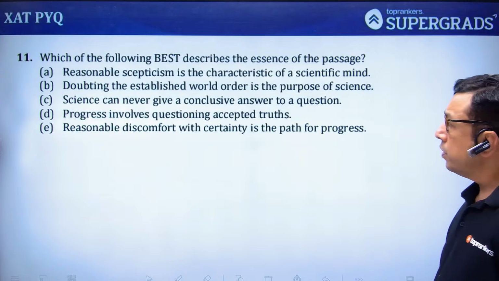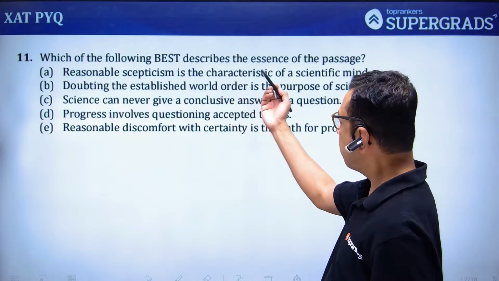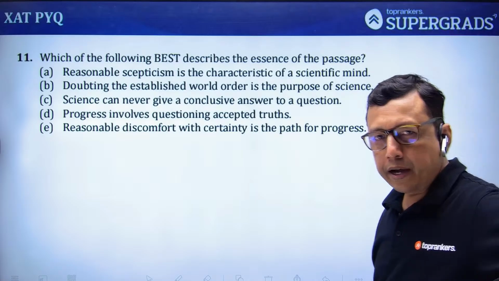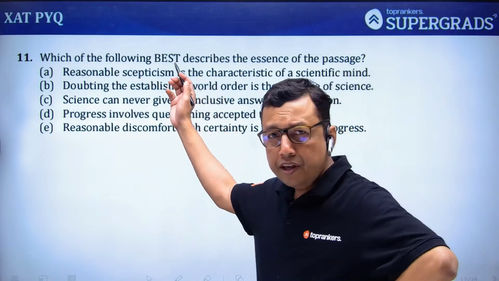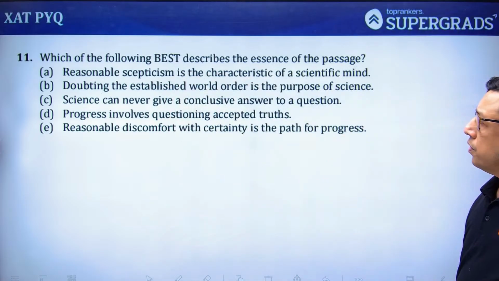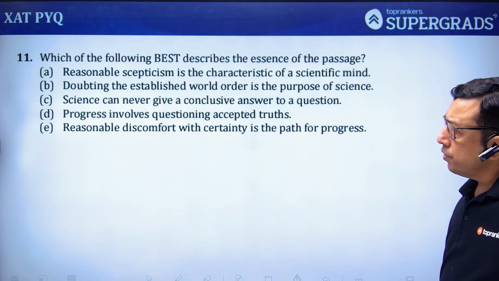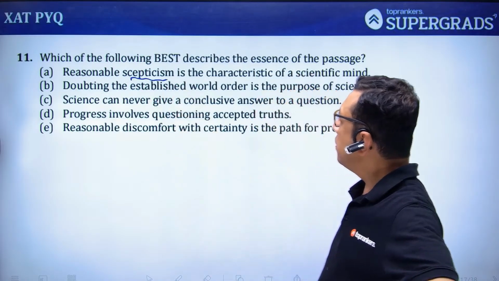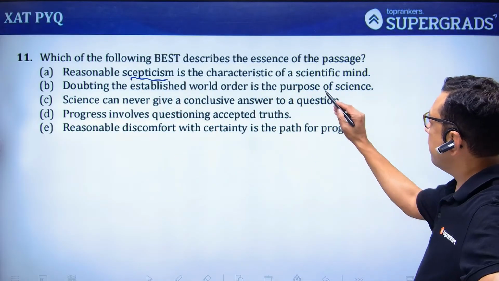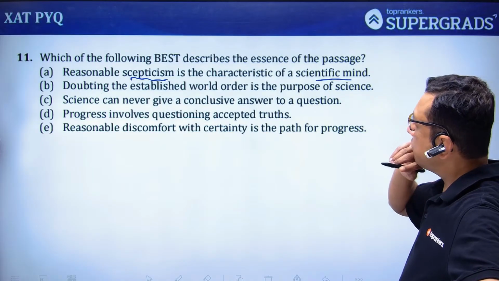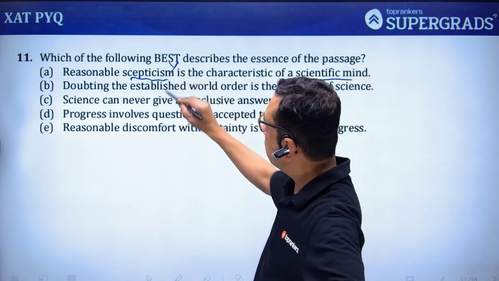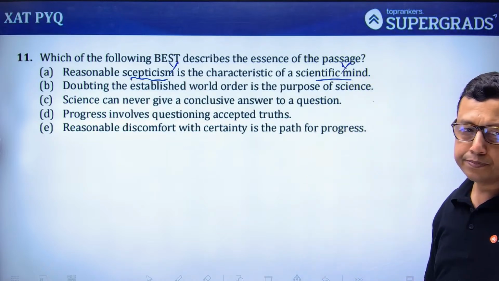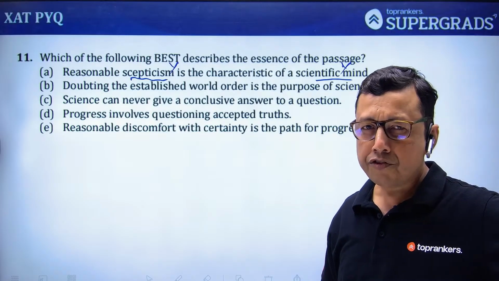Next पे आते हैं. Which of the following best describes the essence of the passage? देखें. पहला बोल रहा है reasonable skepticism. Reasonable skepticism is the characteristic of a scientific mind. Does the passage talk about skepticism? Yes. Does the passage talk about a scientific mind? Yes. It does talk about a scientific mind.